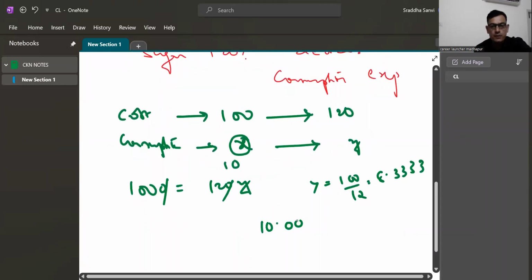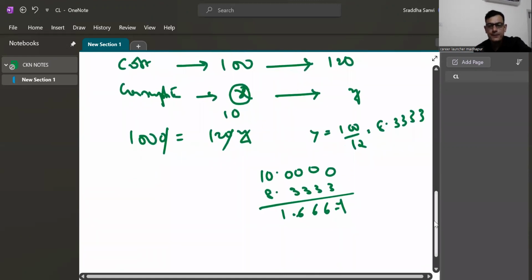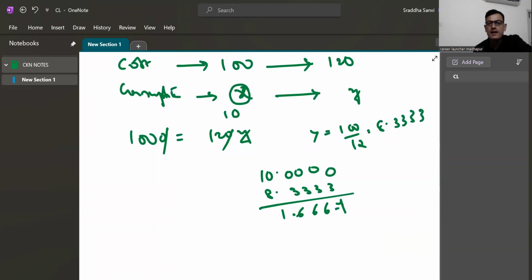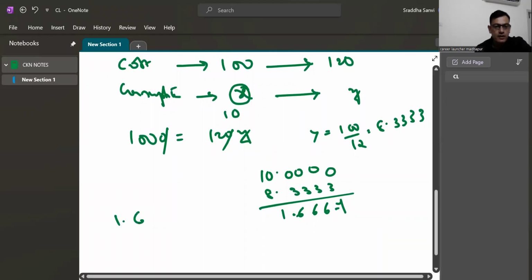Previously, the family used to purchase 10 kilos. Now the family is purchasing 8.3333 kgs. If I look at the difference, it is 1.667 kgs less. Now, when someone asks you by how much percentage the consumption has to decrease, it has to decrease by 1.6667 upon base 10 percentages into 100. You all know that now.